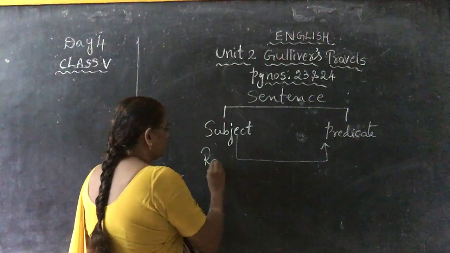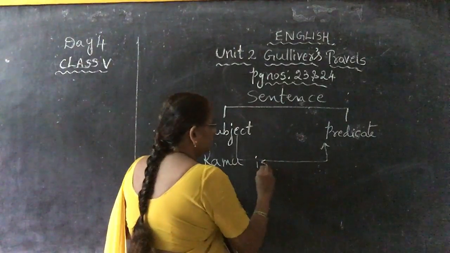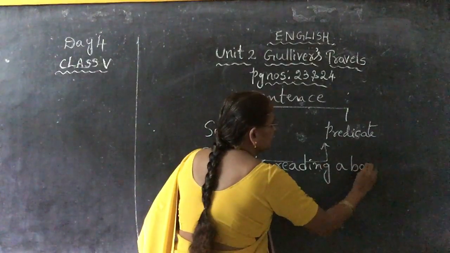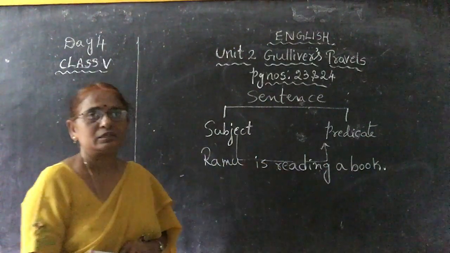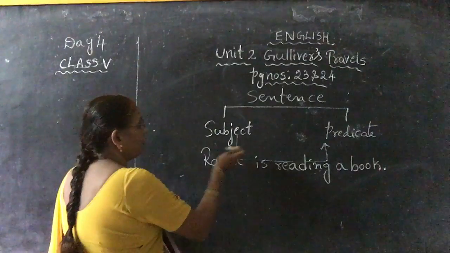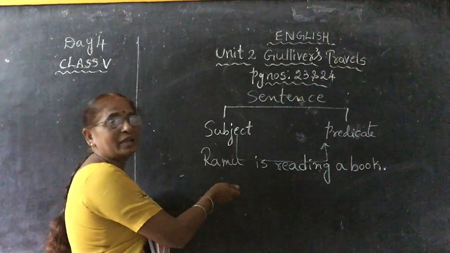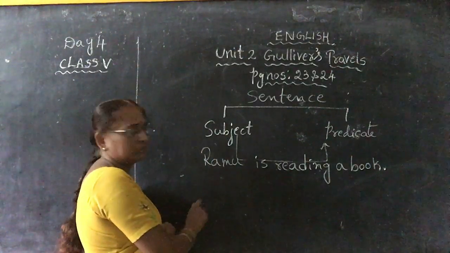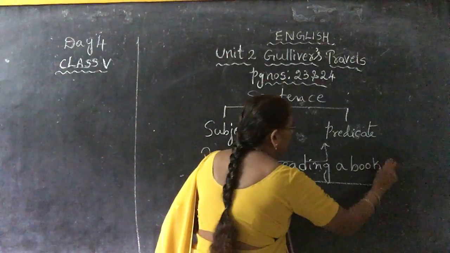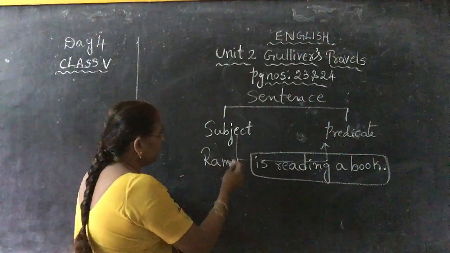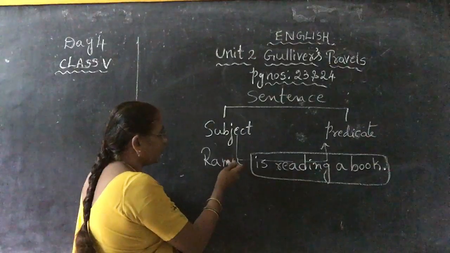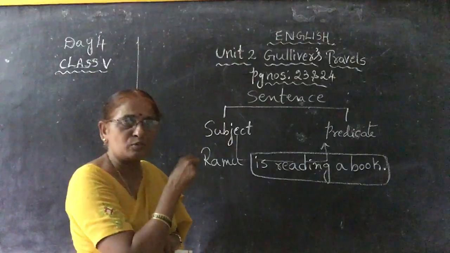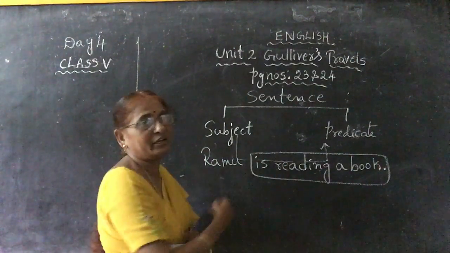Suppose Ramu is there. Ramu is reading a book, children. This is a declarative sentence or assertive sentence. What is the subject in this? Ramu, because it is the name of a boy. Name of a person, I told, Ramu. And what is the predicate in this sentence? He is reading a book. Telling more about the subject is called predicate, children. What is Ramu doing? What is Ramu's work in this sentence is called predicate, children.